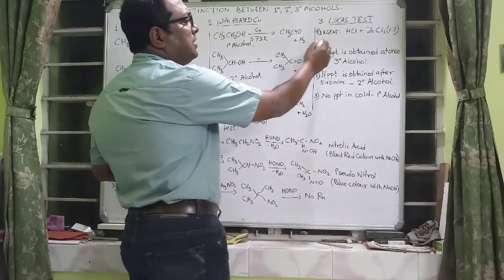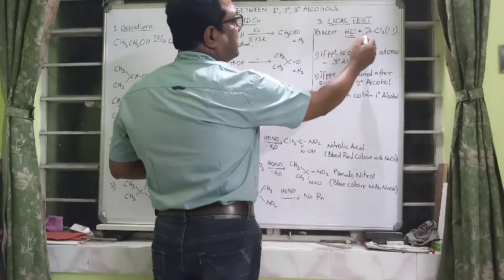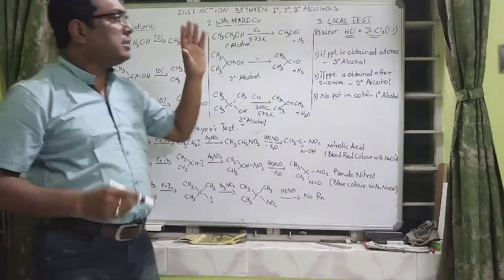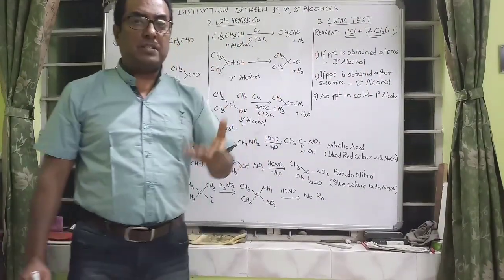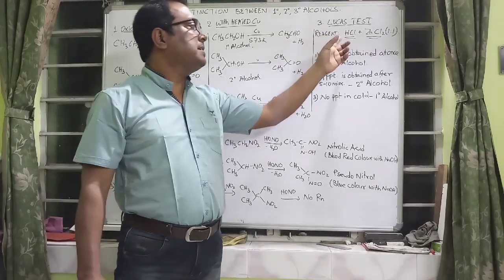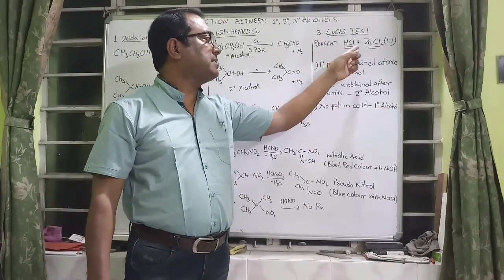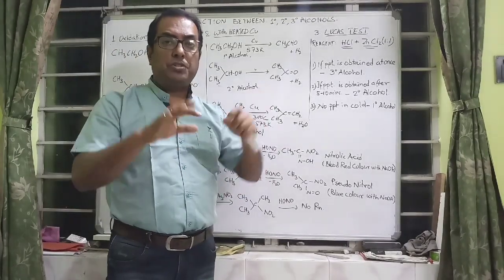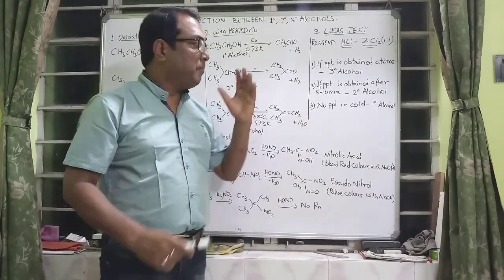And what is the Lucas reagent, student? This is hydrochloric acid and zinc chloride in the ratio 1:1. So what is Lucas reagent? If the question is being asked, you have to say it is a mixture of hydrochloric acid and anhydrous zinc chloride in the ratio 1:1 by mass.